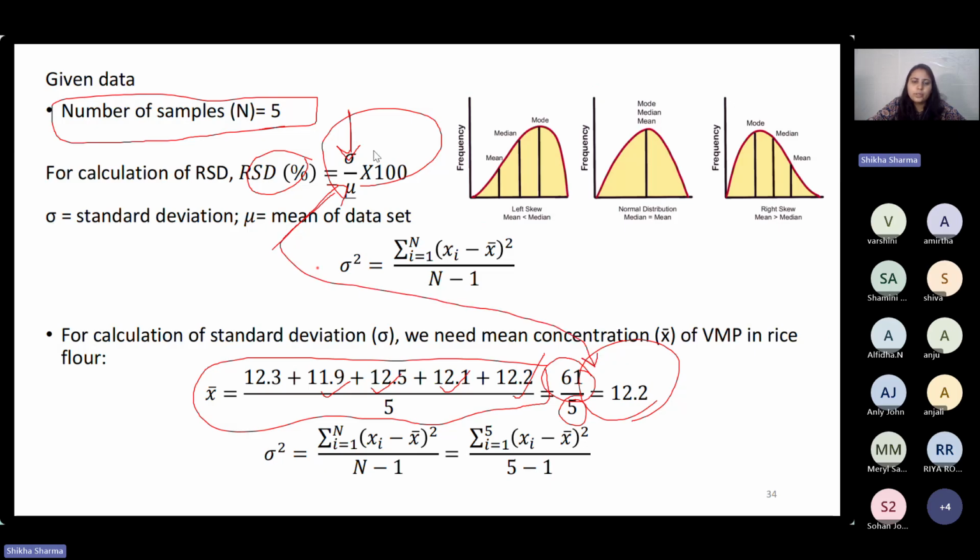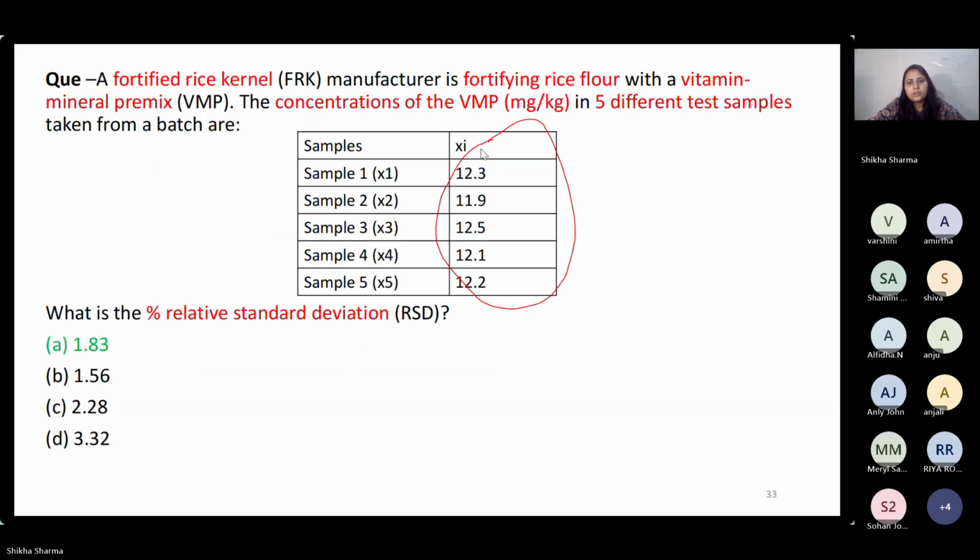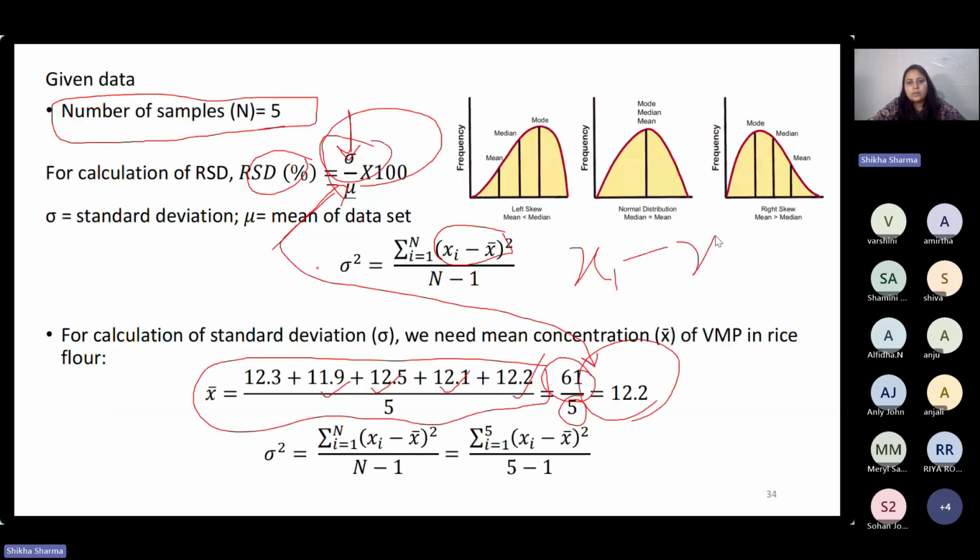Now we need to calculate the standard deviation. The standard deviation formula is: the standard deviation squared is equal to the deviation from the mean for each sample, that is xi, like x1, minus the average value. Their subtraction will be squared and they will be summed up, because there is a summation for all.